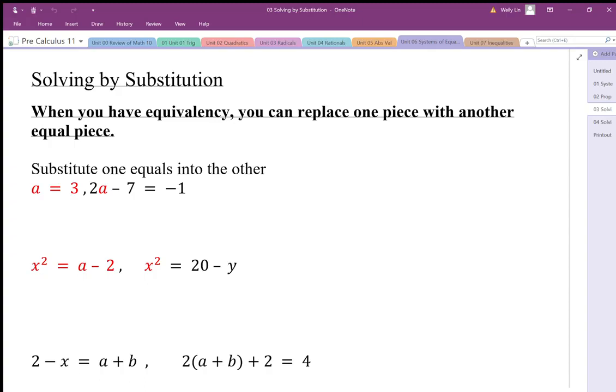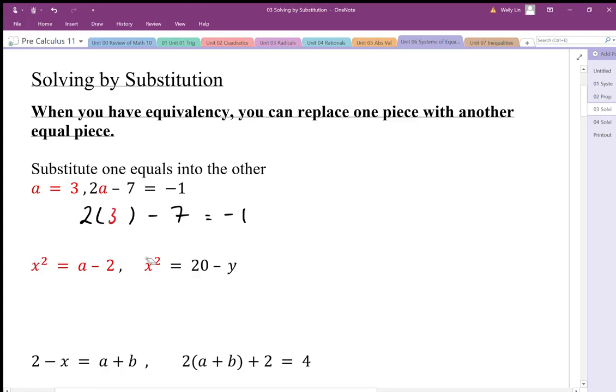So the main idea again is that I can replace like for like. If something is equal to something, I can interchange those two things and still have equivalency. For example, if A equals 3, I can just replace A with 3 and it's equivalent. So I end up with something that looks like this: 2 times 3, and I can replace that A with 3 and it makes it equivalent.